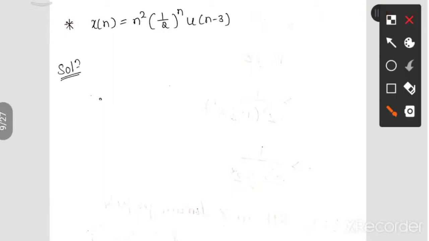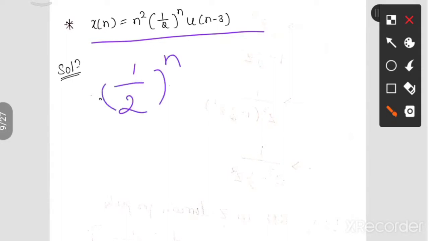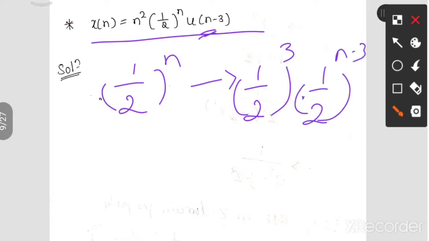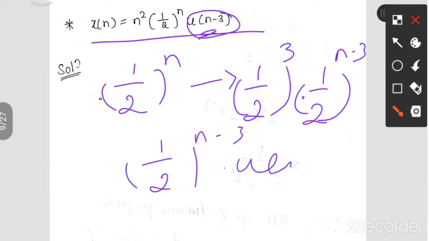Let's find the Z transform of this particular signal using appropriate properties. Here, this 1 by 2 raised to n can be modified as 1 by 2 raised to 3 into 1 by 2 raised to n minus 3. Why do we have to do so? Because we require it in the same format, that is 1 by 2 raised to n minus 3 into u of n minus 3.